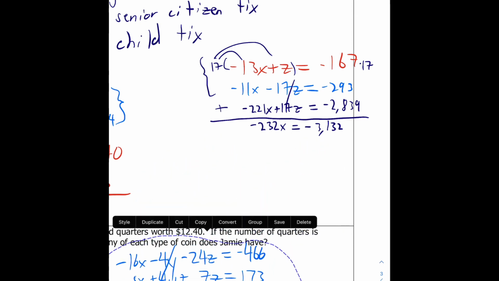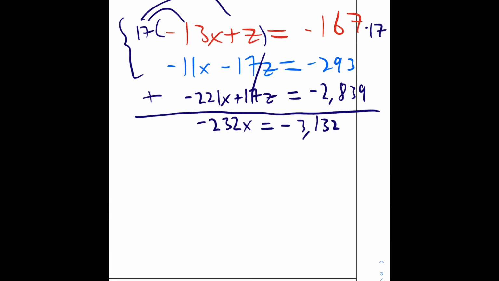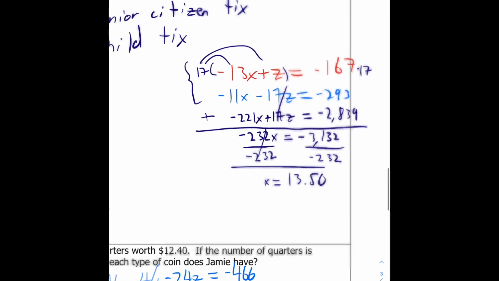Move this out of the way. Okay. So divide by negative 232 on both sides. Get x equals 1350. 1350, okay? So there's my first variable.